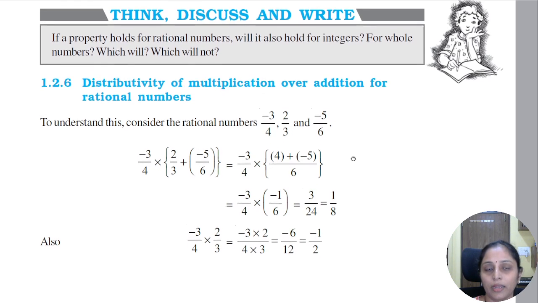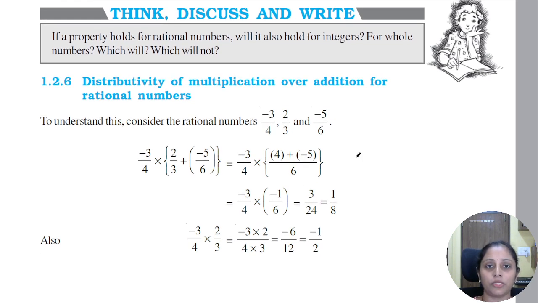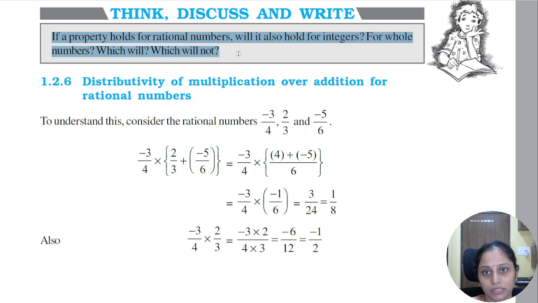Okay. Now coming to the next question, I want you to read it carefully. They are asking us, if a property holds for rational numbers, will it also hold for integers and for whole numbers? Which will and which will not? Okay. Now let us look at this question. We are talking about a property. What are the properties that we have learned?